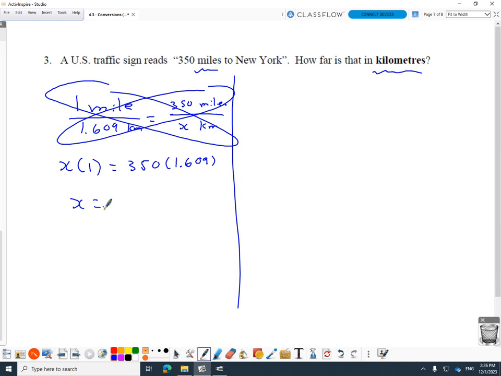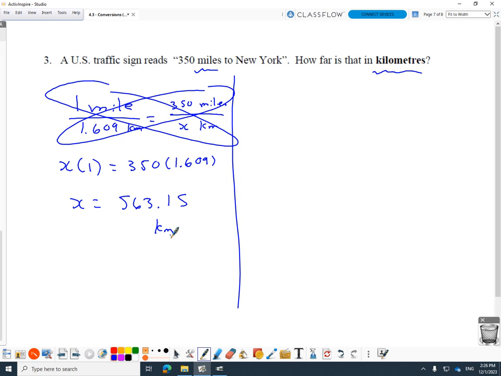217.5. No. Type it in again. 563.15 kilometers. That's not what you did. What did you do? Tell us what you did. Go back to the question. Tell us exactly what you wrote.